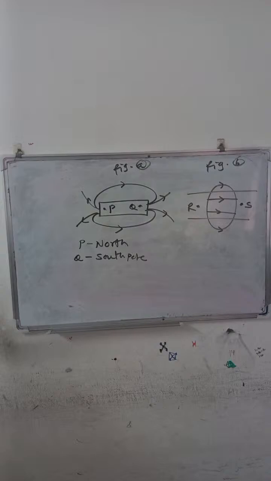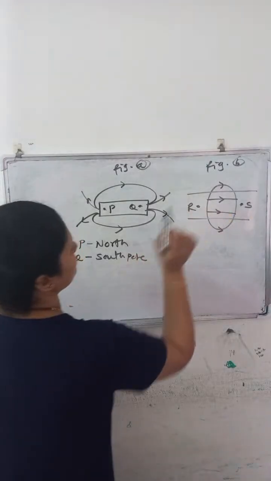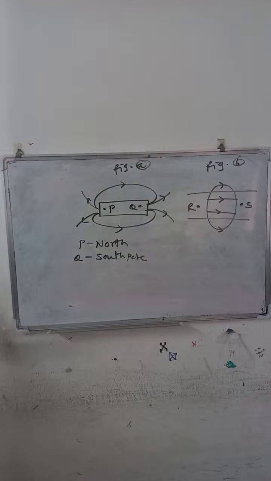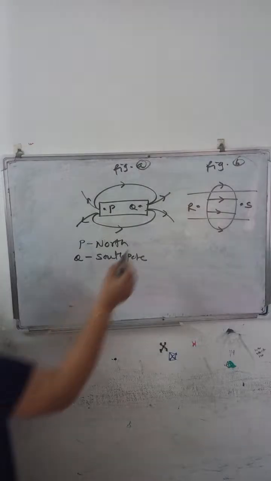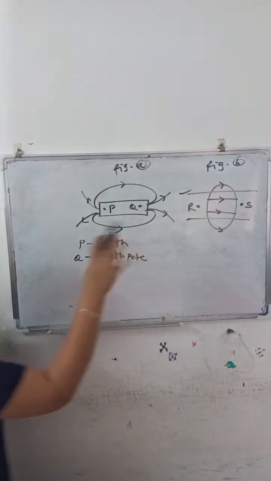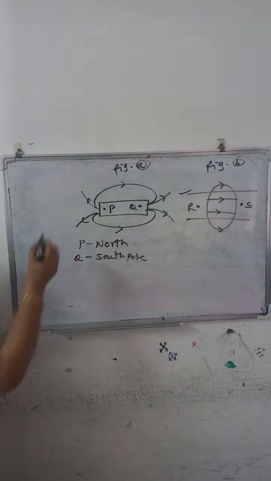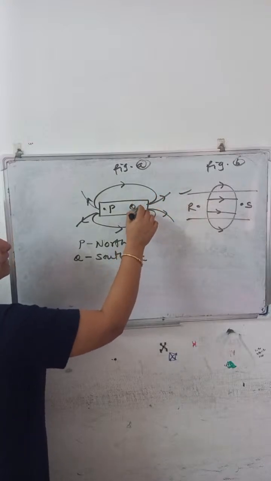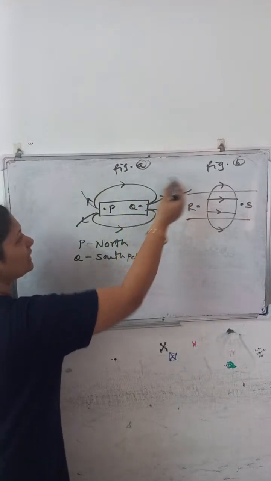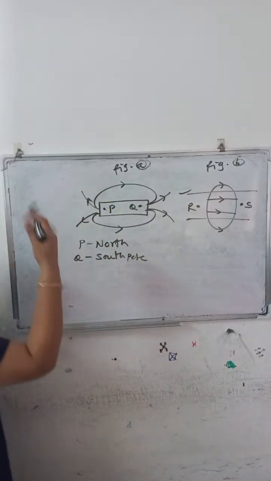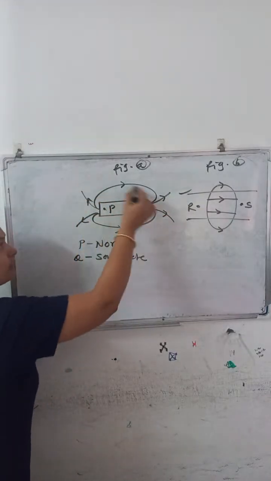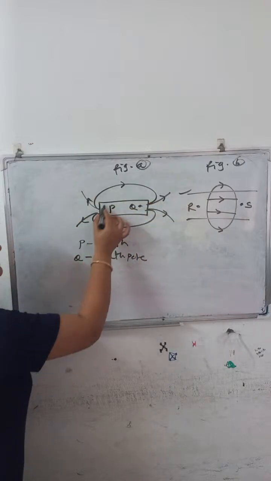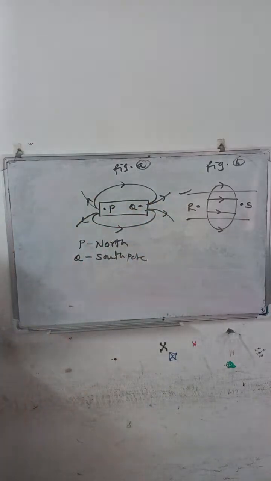Then in the second figure, R and S, the field lines are going from R to S. The other field lines are not showing any arrows, so no need to consider them. Here from Q it is going out and from P it is also going out, but we have to take only these loops. So in these loops, P to Q, P is north and Q is south pole.